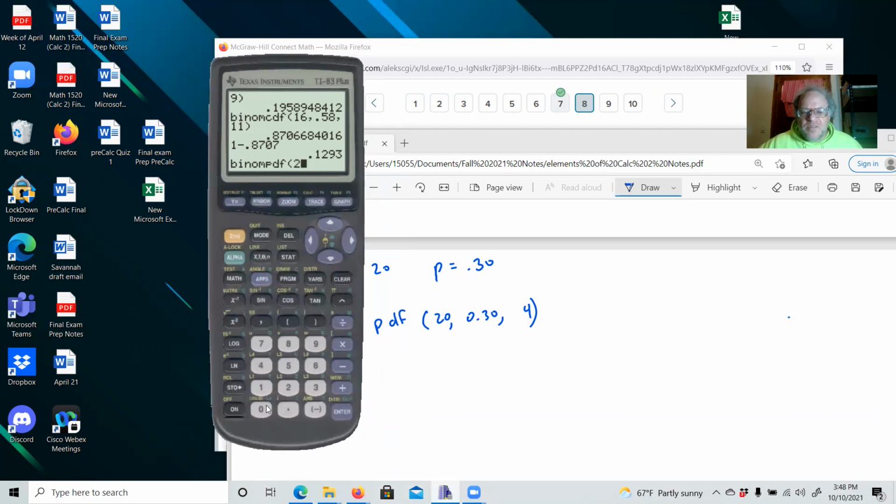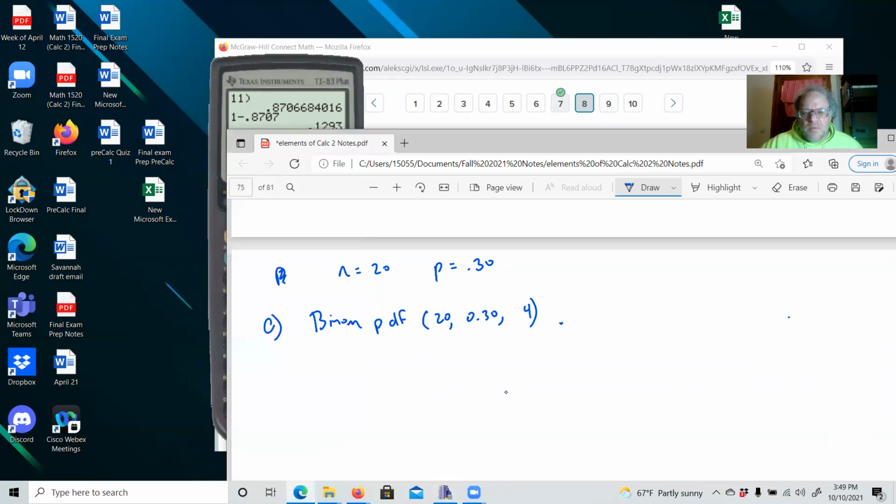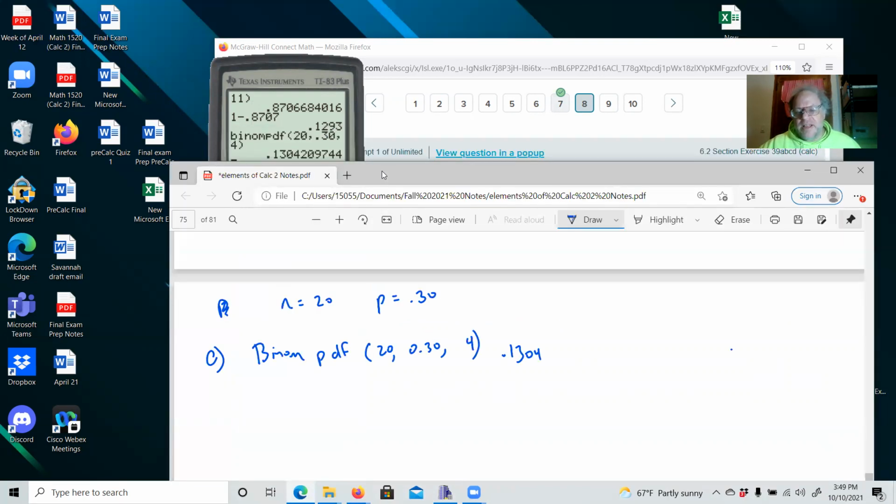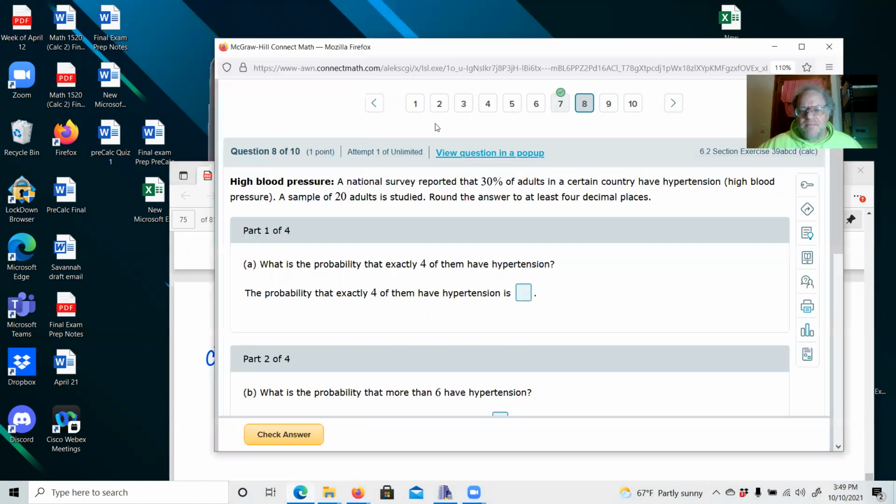Binomcdf. We have 20 folks here. We have a chance of success of 0.30. And our number of successes we want is 4. That was a lot higher than I thought. Okay, so 0.1304. Usually your single values are pretty small. You have to do cumulative stuff to make a number that seems reasonably large. Okay, 0.1304, about 13%.